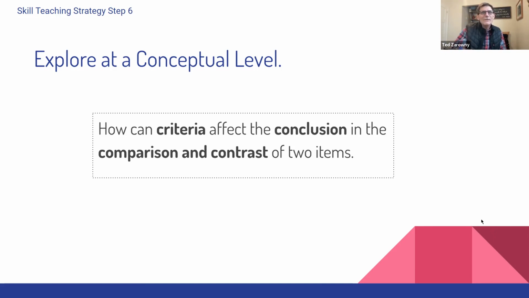I have this up here because one of the things you can do to deepen their understanding of a thinking skill, and I'm using comparing and contrasting here, of course, is to ask questions or do something at the conceptual level and ask a question: how can criteria affect the conclusion of the comparison and contrast of 2 items? What if our criteria for the last comparison, comparing a hawk and a goldfish, was other things such as color?